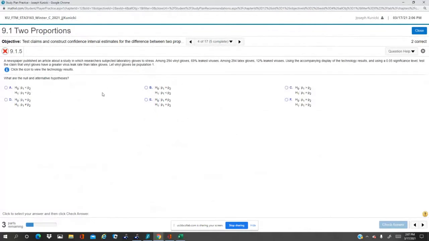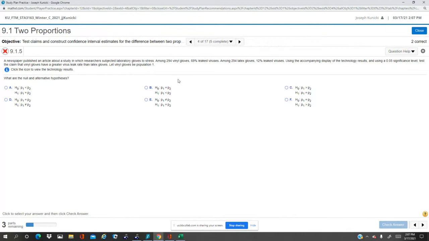Okay, so it's test the claims, construct confidence intervals for the difference between two proportions. The article was published about stress tests on two different types of gloves. For the vinyl gloves, 69% leaked. For the latex gloves, 12% leaked. And both have the same sample size. So we're going to use the 0.05 significance level.